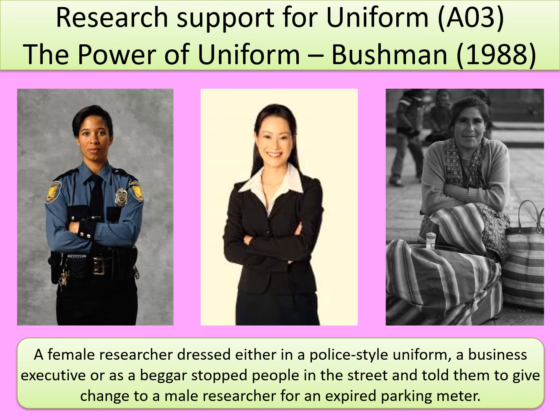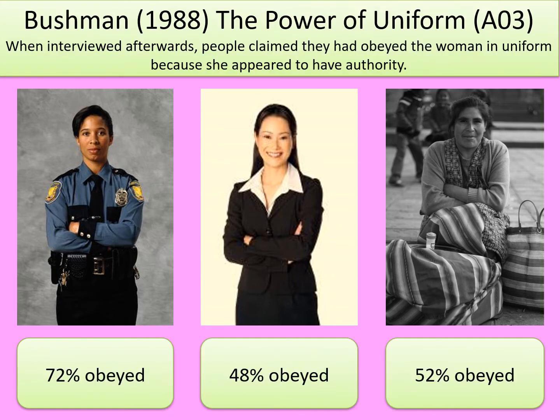The thing they were asked to do was to go up to somebody in the street and say, I've run out of money for my parking meter, give me 10p for the parking meter. So it wasn't a huge amount of money, but it was telling someone to give them money. They wanted to see if there was going to be a difference in how much people obeyed depending on the uniform. And there was a difference.